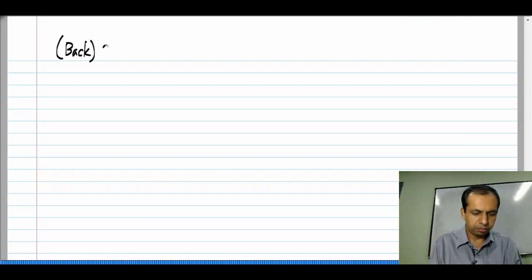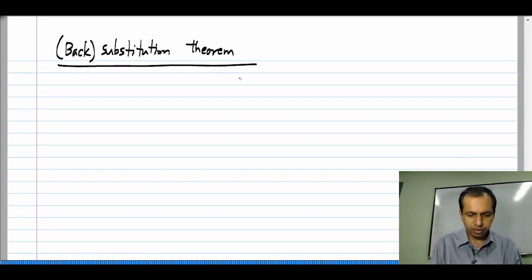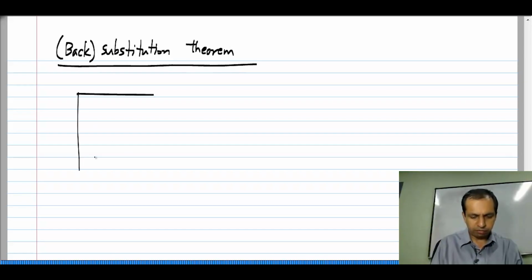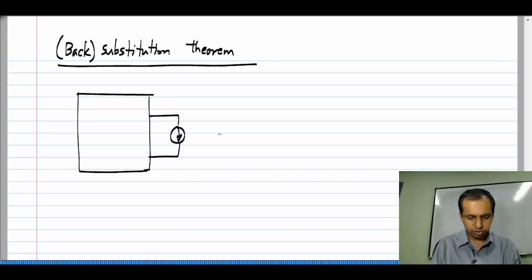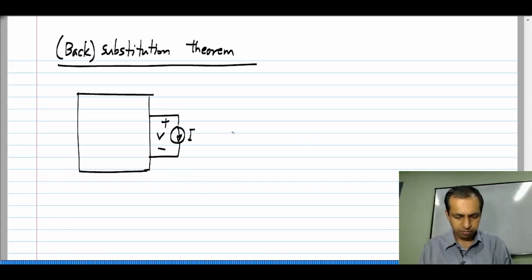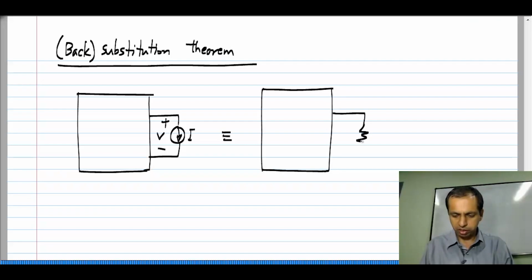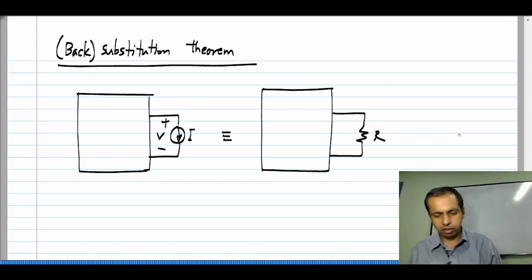This is also the substitution theorem, but we can call it the back substitution theorem. Let us say I have a current source I with a certain V across it. Then what I am saying is that this can be replaced by a resistor. Now, what should be the value of the resistor?